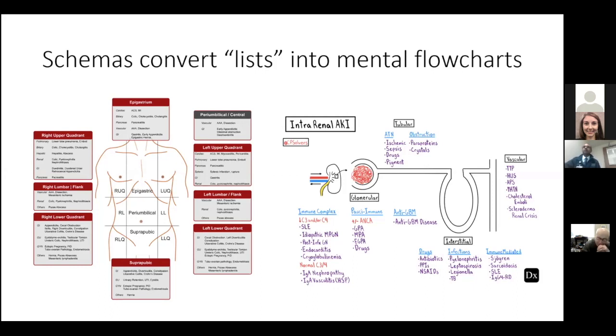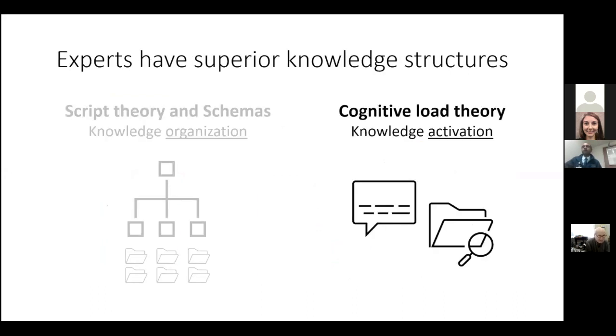So schemas are essentially a tool to convert lists of related diagnoses into mental flowcharts that allow you to access that knowledge more readily. So that's how experts organize their knowledge. Let's talk about how they activate that knowledge.